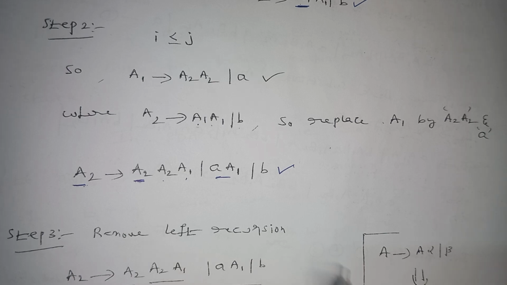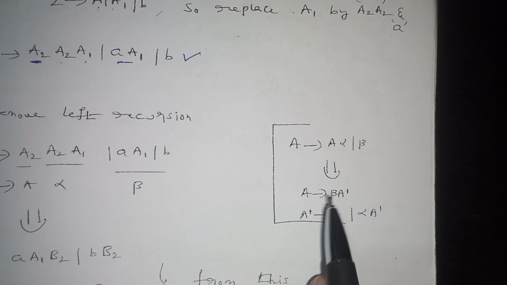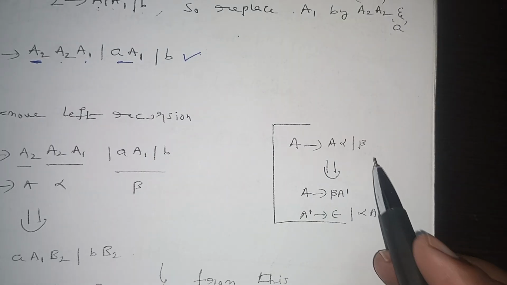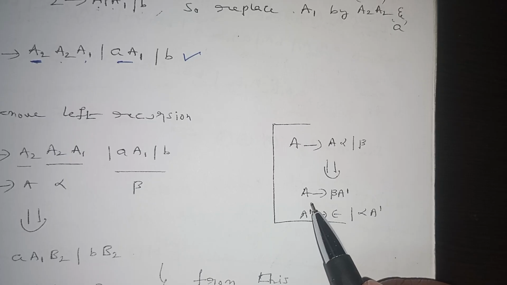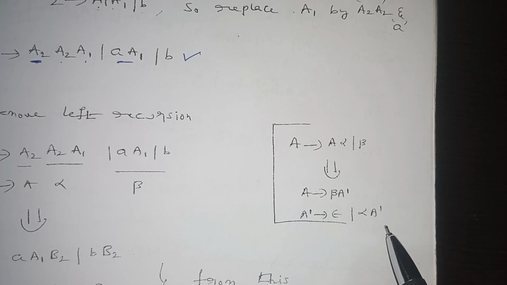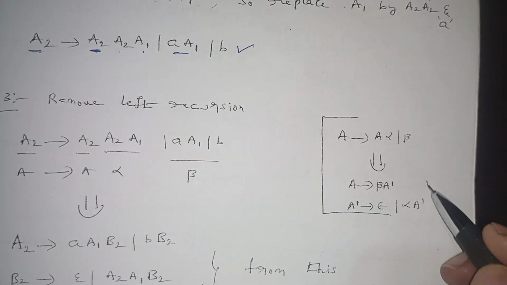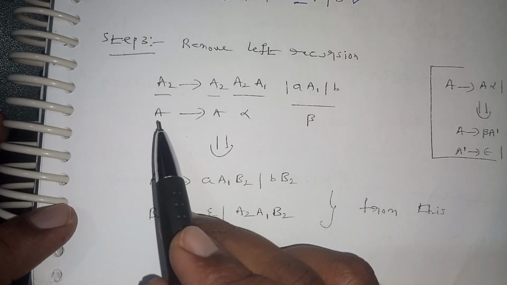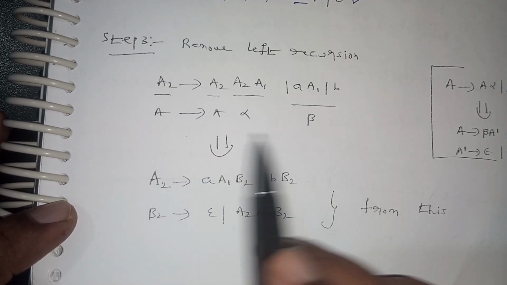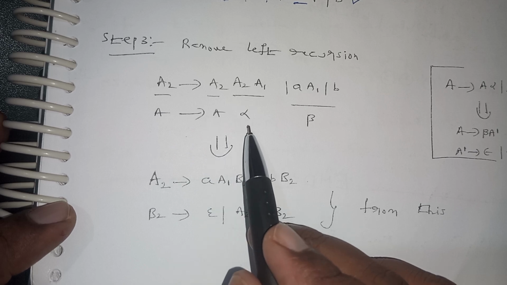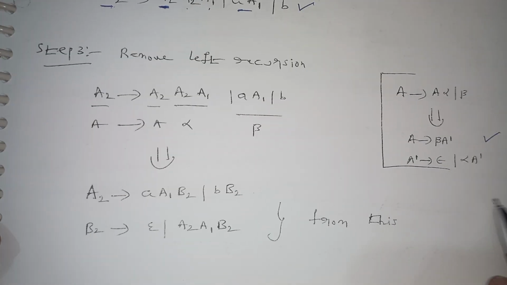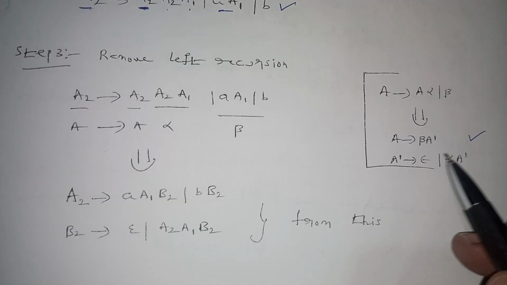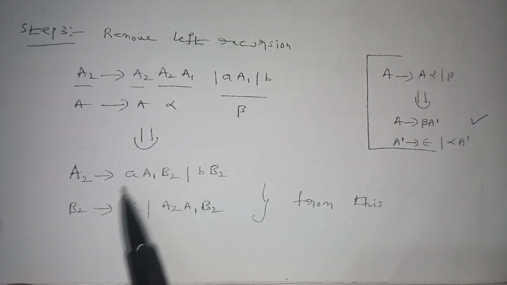Now you apply the formula. Already you know the formula. What is the formula? A tends to A alpha or beta. Then you apply this formula. Already we know how to get this formula; in the previous video you check. So A tends to beta A dash, A dash tends to epsilon or alpha A dash. Now when you apply this formula to this, A tends to A alpha or beta. What is A equal to? A2. What is alpha equal to? A2 A1. What is the beta? This entire one. Directly I'm taking the answer: when you apply this formula to this one, this will be the grammar.